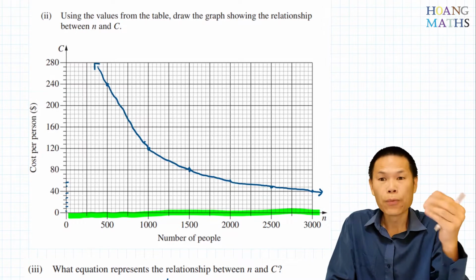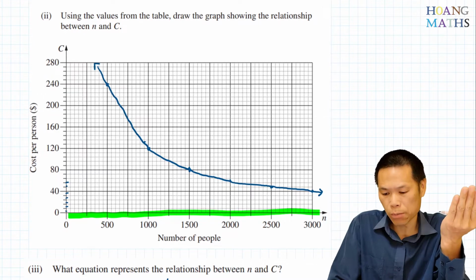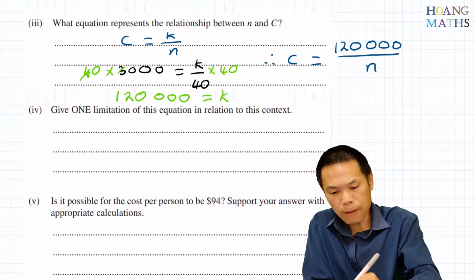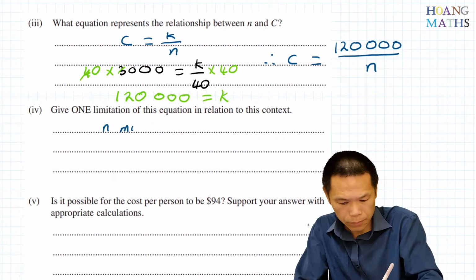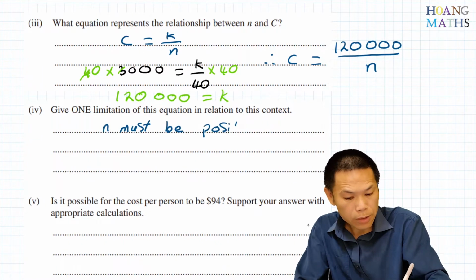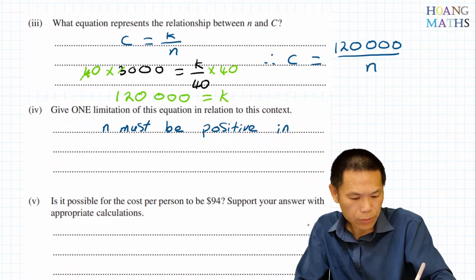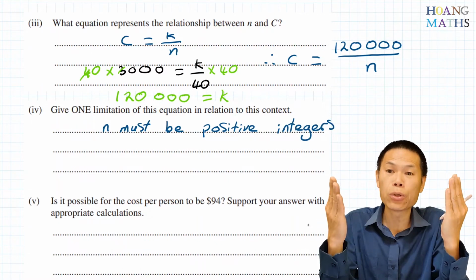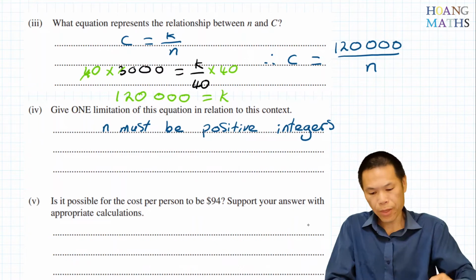And the cost must be positive, okay? So that's what it is. So I can just write 1 only. So N must be positive integers. Or you can say N cannot be equal to 0.